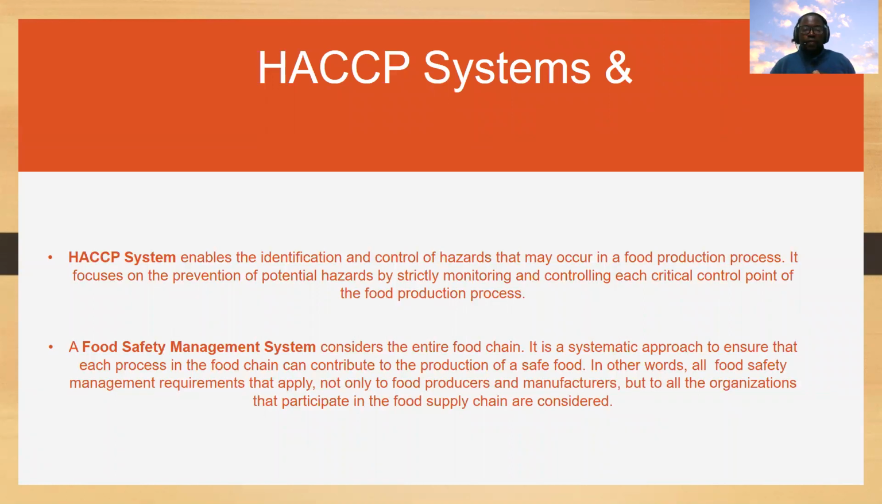Whereas a food safety management system considers the entire value chain and not just the product. In other words, it's a systematic approach to ensure that each process in the food chain can contribute to the production of a safe food. You look at how you manage your suppliers, for example, your raw material suppliers, and how you manage your services, for example, the people that supply you with cleaning chemicals, pest control services, your waste control, etc.